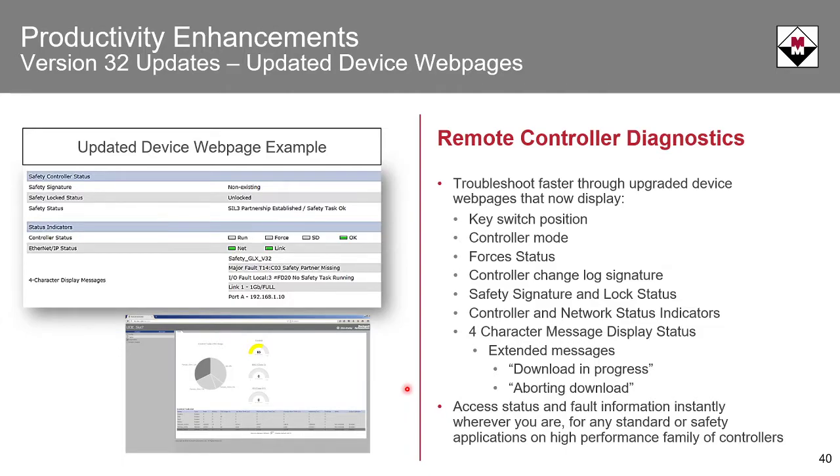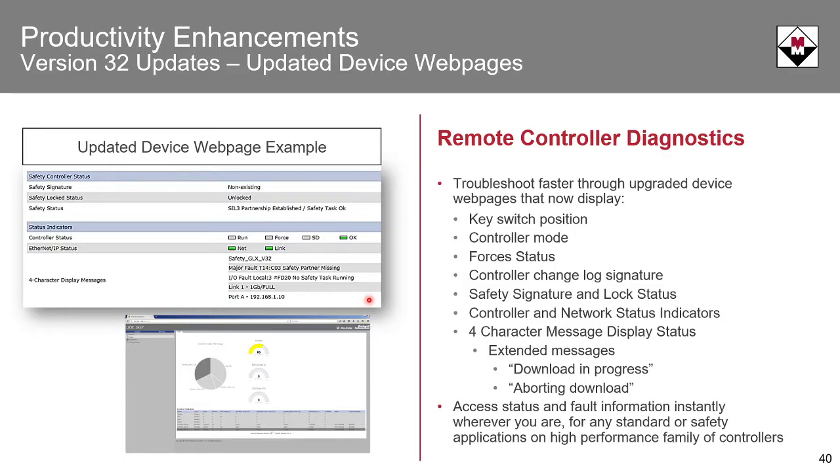Another enhancement for version 32 is, and this is only for the high performance controllers again, they updated the device web page. So this is kind of what the general web page looks like. You have controller memory usage, you have the task scan times and such. Well, they added some more diagnostics for you.